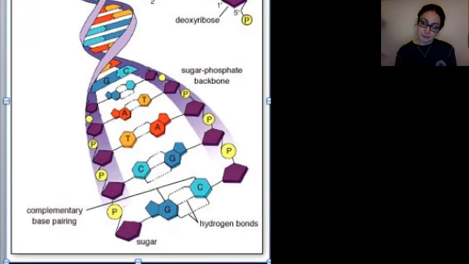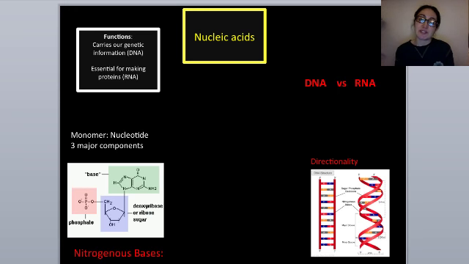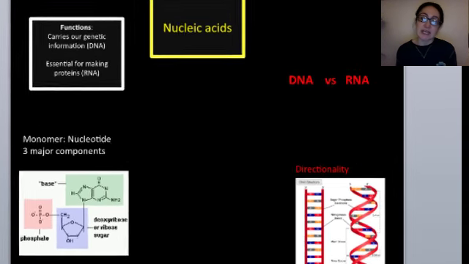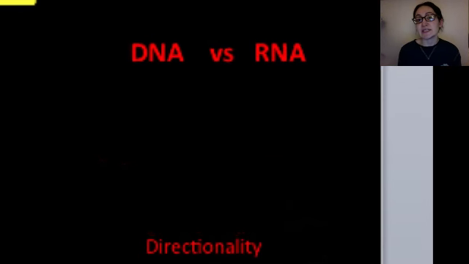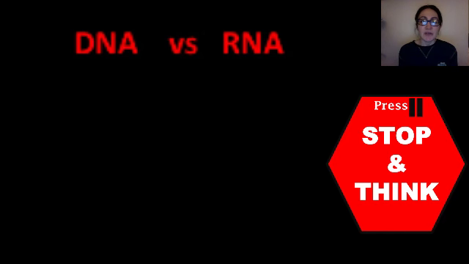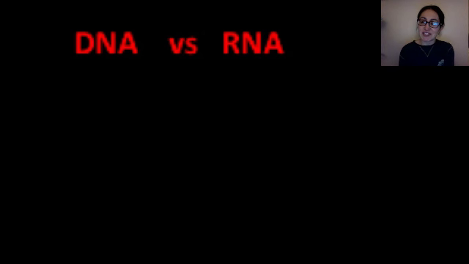Alright, so now let's look at the differences between the types of nucleic acids. So there are two types of nucleic acids. It's going to be DNA and RNA. So I want you to take a moment and stop the video and write down the differences between DNA and RNA, and then you can resume the video and we'll compare notes. Okay, so hopefully you had a chance to do that and write down the differences.